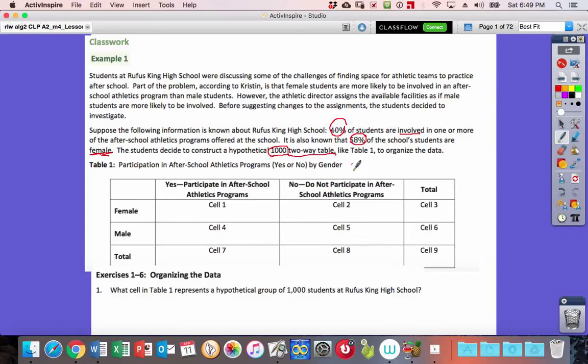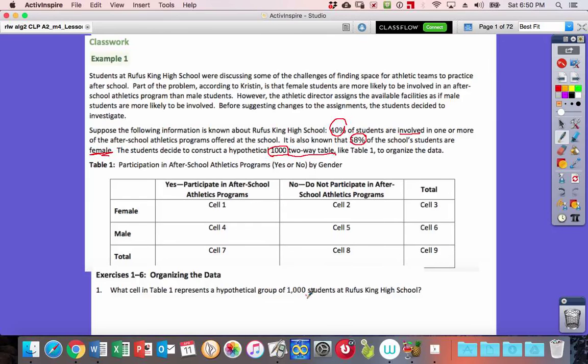Let me show you what this looks like. When you do a two-way table, you have how many of the students are female, how many are male, and then up here you have how many of those participate in after school, how many of them do not. We're going to make it 1,000 students. Now with a two-way table, you can read across the rows and get a total, and you can also go down and get a total.